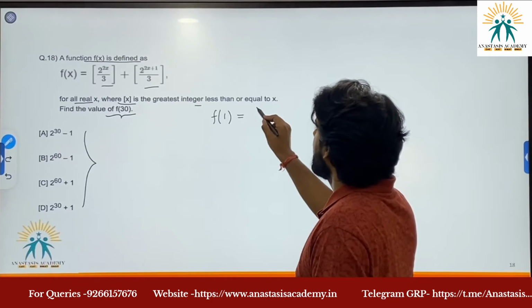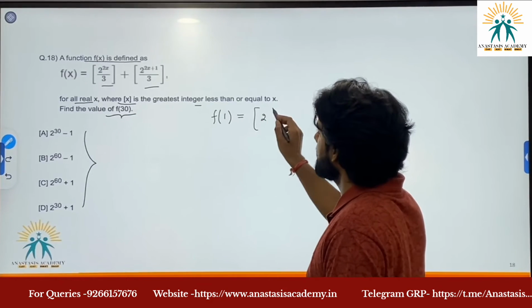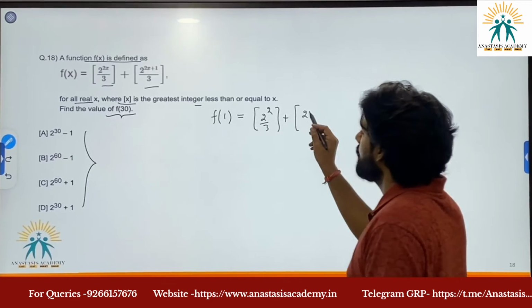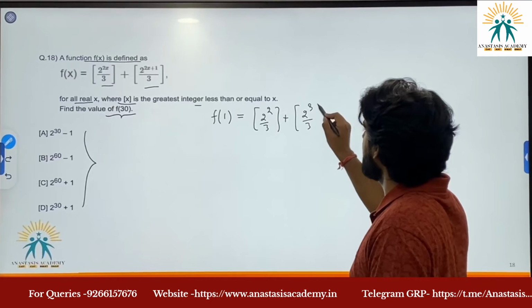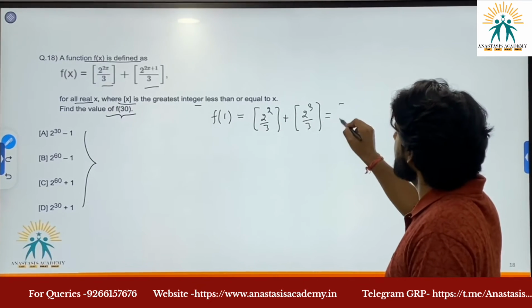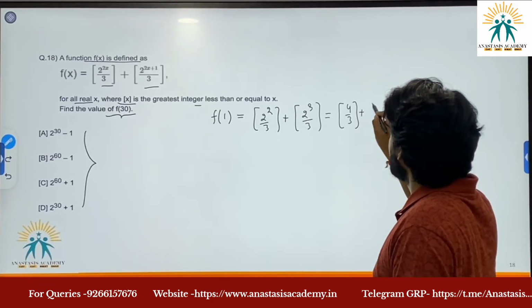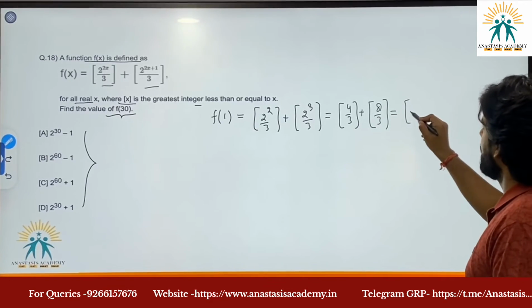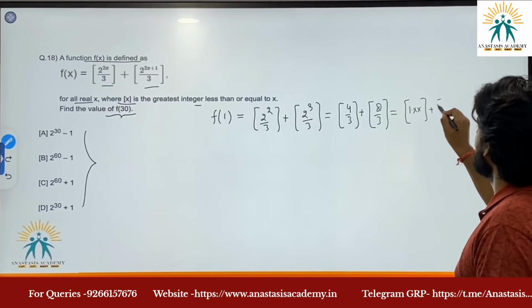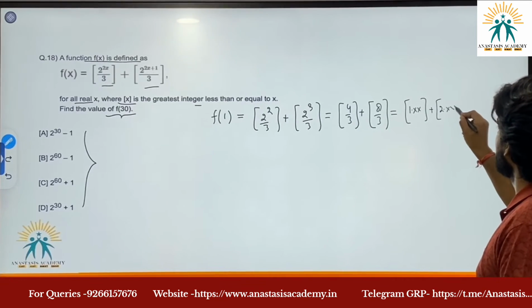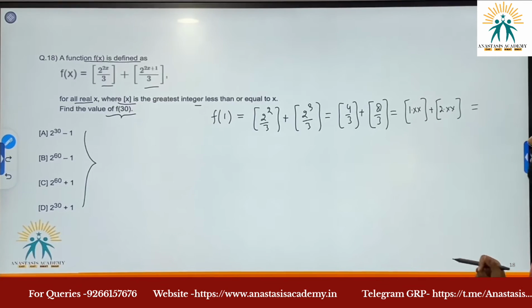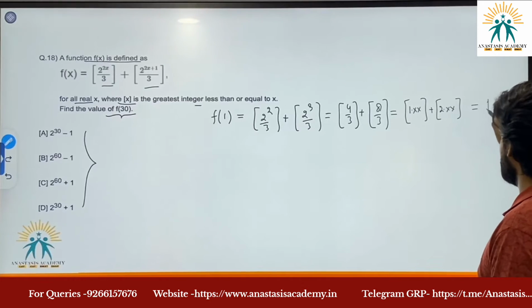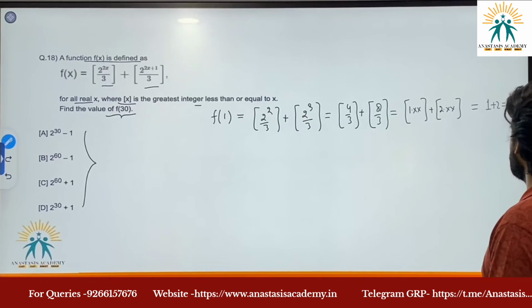f(1) will be greatest integer of 2 squared by 3 plus greatest integer of 2 raised to the power 3 upon 3, when I place x as 1. So it will become greatest integer of 4 by 3 plus greatest integer of 8 by 3. This is 1 point something plus 2 point something. So the greatest integer is less than or equal to 1 point something, so it is 1 plus 2, that is 3.